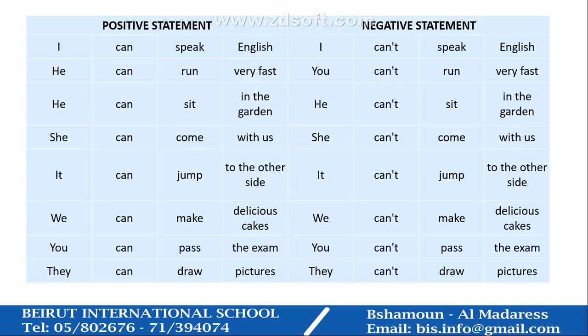Here we have some examples for positive statements and negative statements where we changed the same sentence from being a positive one to being a negative one. All what we did is changing can into can't. I can speak English. I can't speak English. He can run very fast. You can't run very fast. He can sit in the garden. He can't sit in the garden, and so on. You can read the following examples for further information.